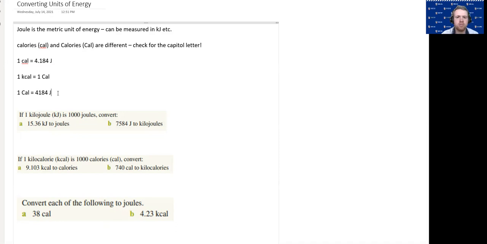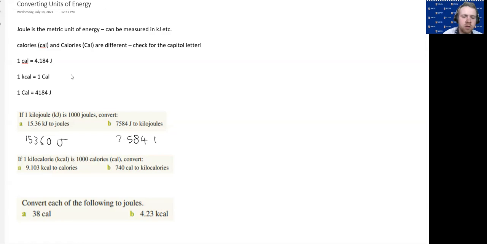Okay, so if 1 kilojoule is 1,000 joules, we're going to convert. So if we're going from big to small, we need more of them. We're going to multiply by 1,000, and we get 5,360 joules. If we're going from small to big, we're going to divide by 1,000, and we get 7.584 kilojoules.